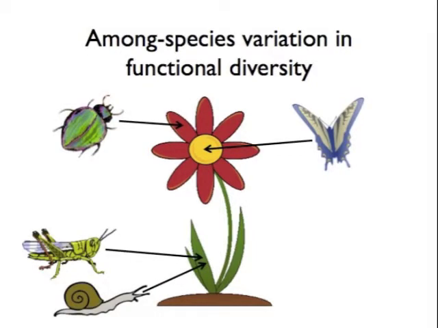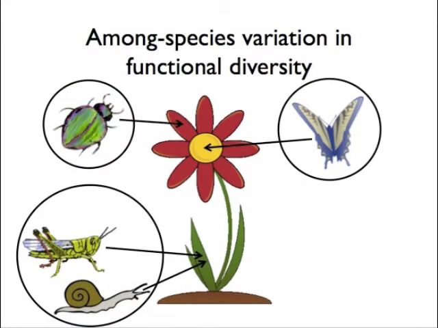Although we have 4 species here, 2 of them, the grasshopper and the snail, can be considered redundant since they have the same effect in this system, and so effectively form 1 functional group. Instead of conceptualizing this as 4 species, we can look at it instead as 3 functional groups.